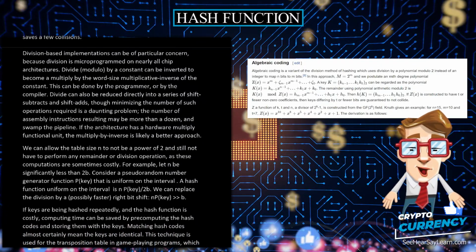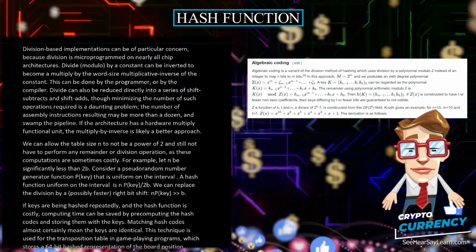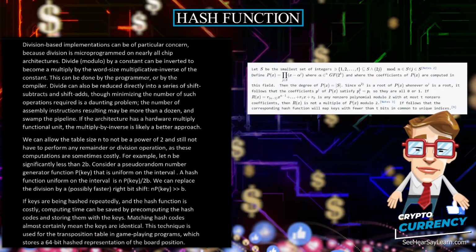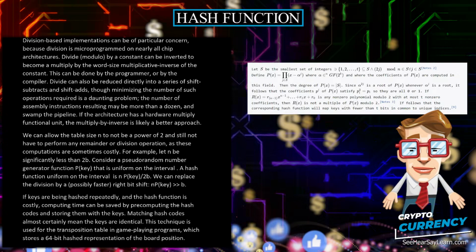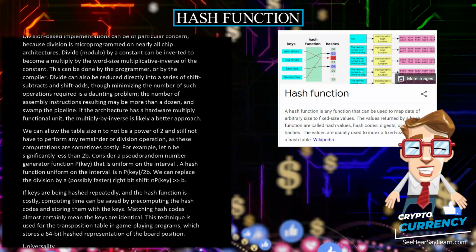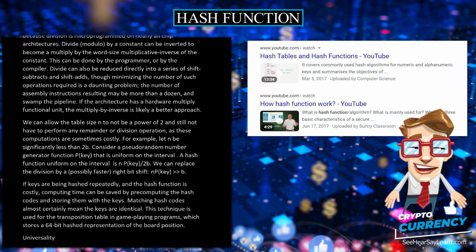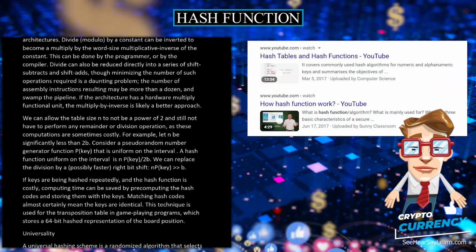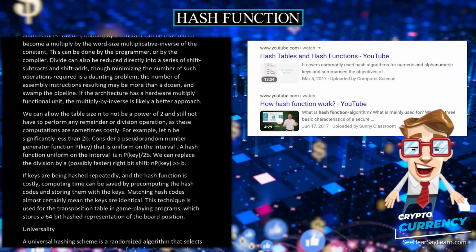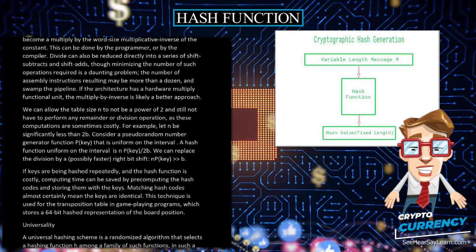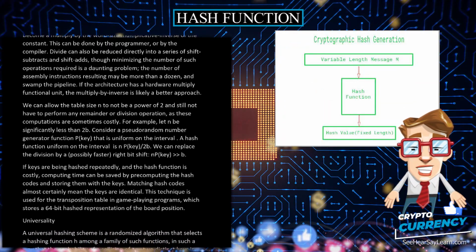If keys are being hashed repeatedly, and the hash function is costly, computing time can be saved by pre-computing the hash codes and storing them with the keys. Matching hash codes almost certainly mean the keys are identical. This technique is used for the transposition table in game-playing programs, which stores a 64-bit hashed representation of the board position.